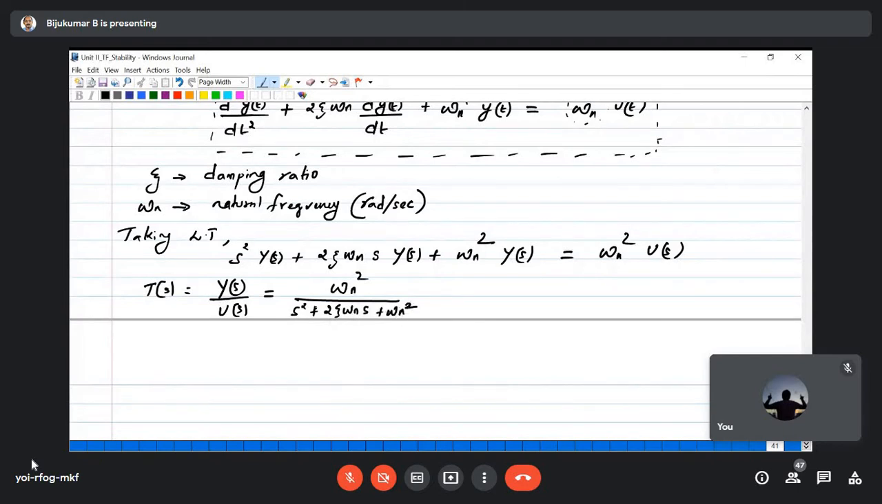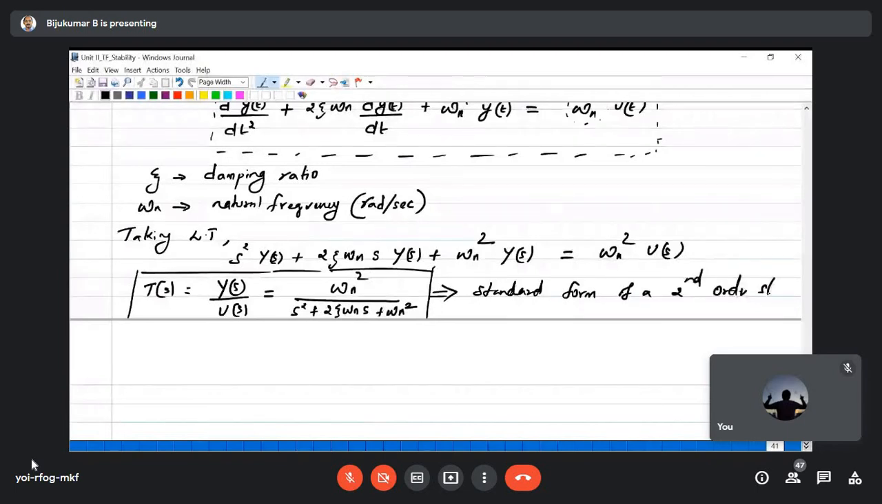So this is the standard form of a second order system. The standard form of a first order system, how will it look like? 1 divided by 1 plus sT, where T is the time constant. But for a second order system, it is omega n square divided by s square plus 2 zeta omega n s plus omega n square, where zeta is the damping ratio of the system, omega n is the natural frequency, radians per second. And we will see what zeta and omega n are in detail.